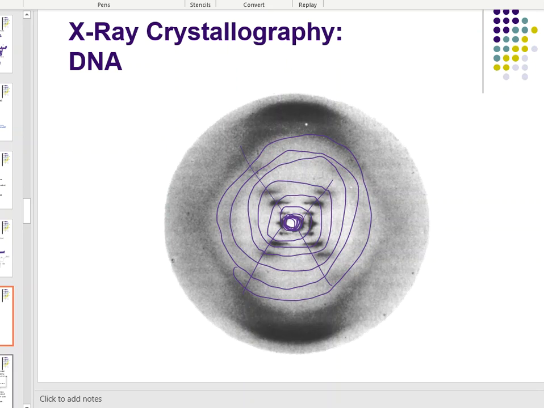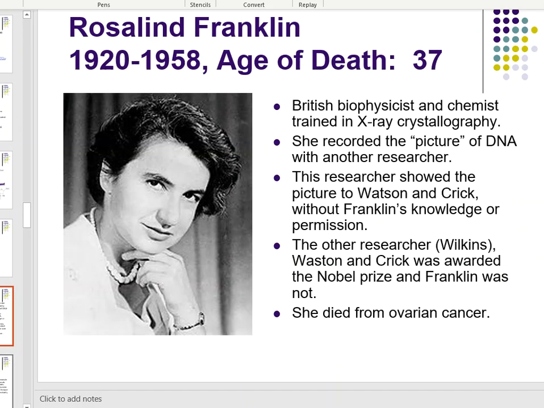And we know Watson and Crick. Crick had some X-ray crystallography knowledge, but he wasn't the one that actually ran these. It was actually a woman. Her name was Rosalind Franklin. She was a biophysicist, and she was a chemist. So one of the few chemists that was part of this team, and she was especially trained in X-ray crystallography.